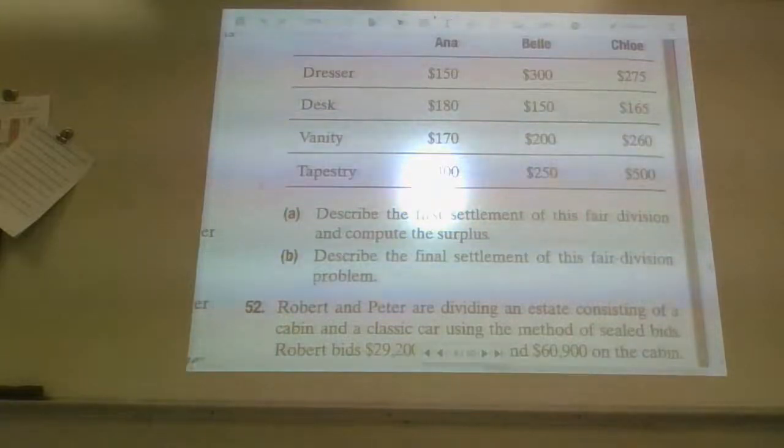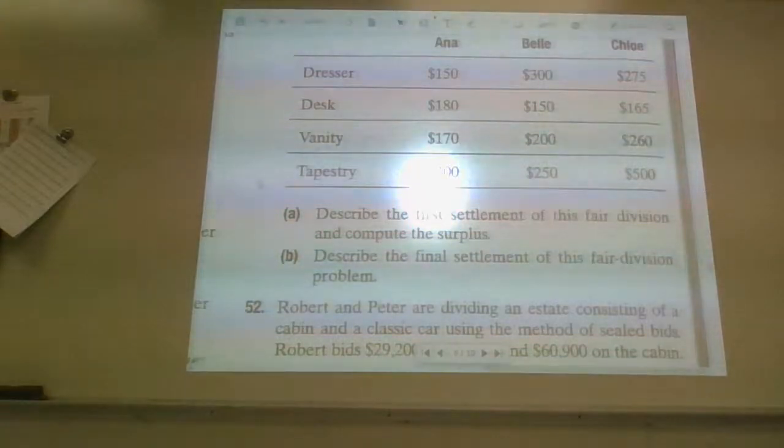They don't know beforehand what each other is bidding. The only thing that they have to be assured of is that whatever they bid, they should be able to afford financially. I'm going to forego the dollar signs. You can put them in if you want, but I'm going to forego the dollar signs just simply because, meh.